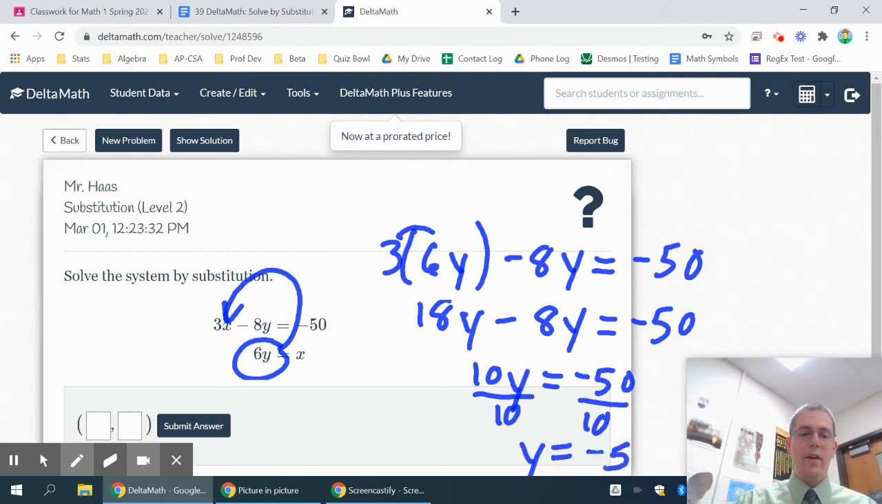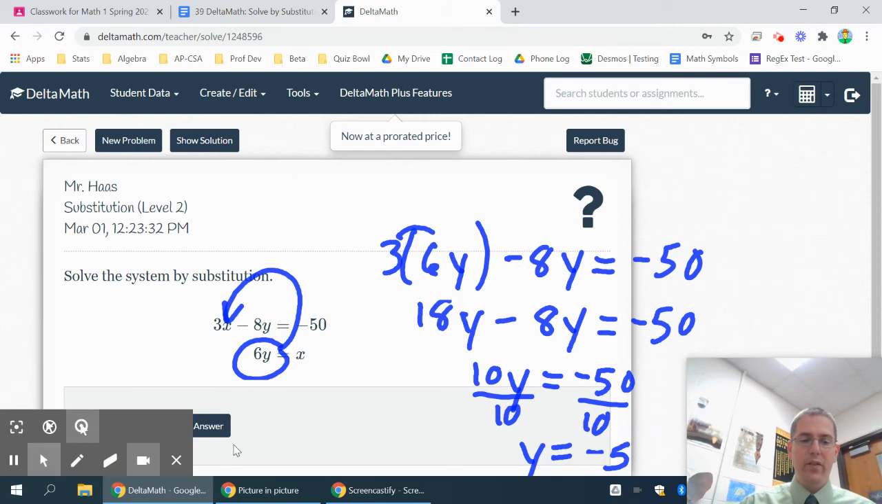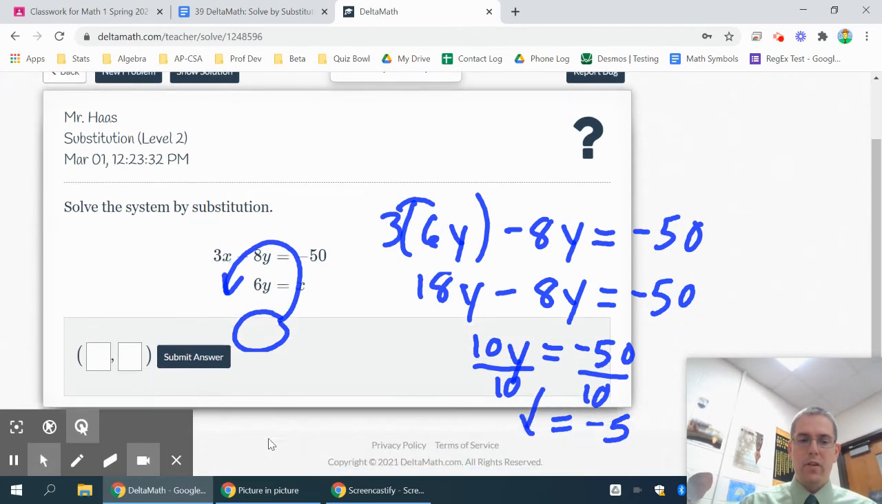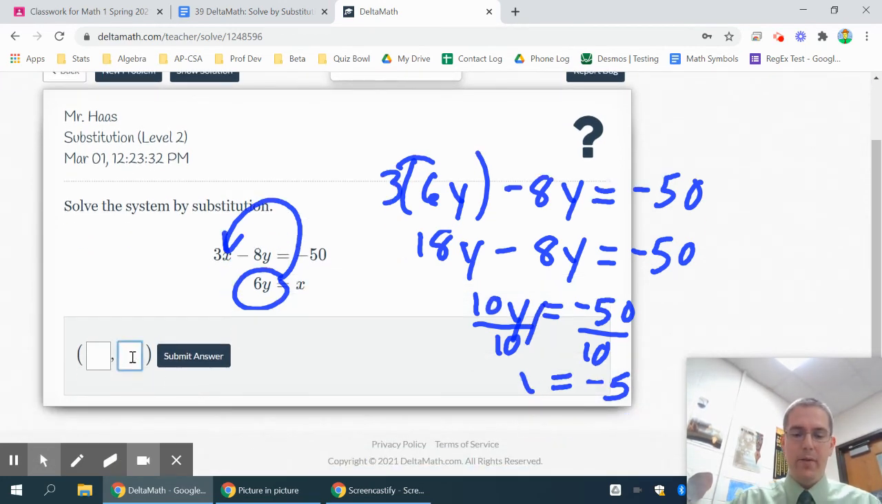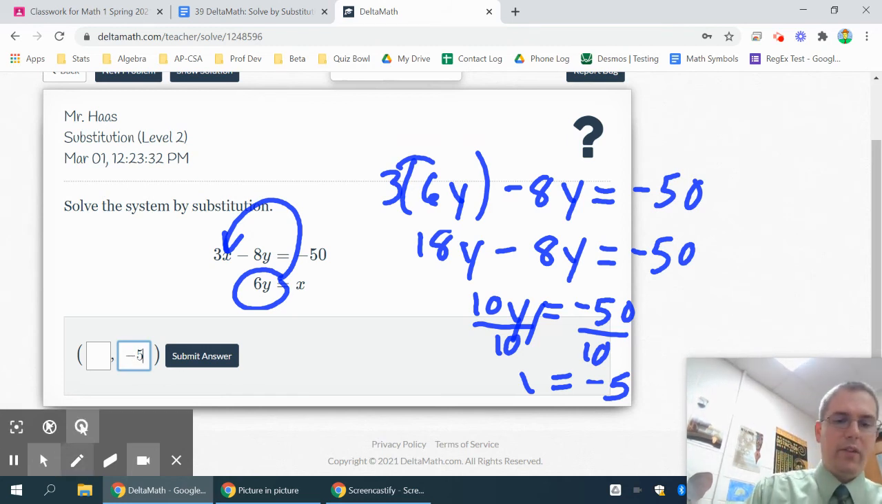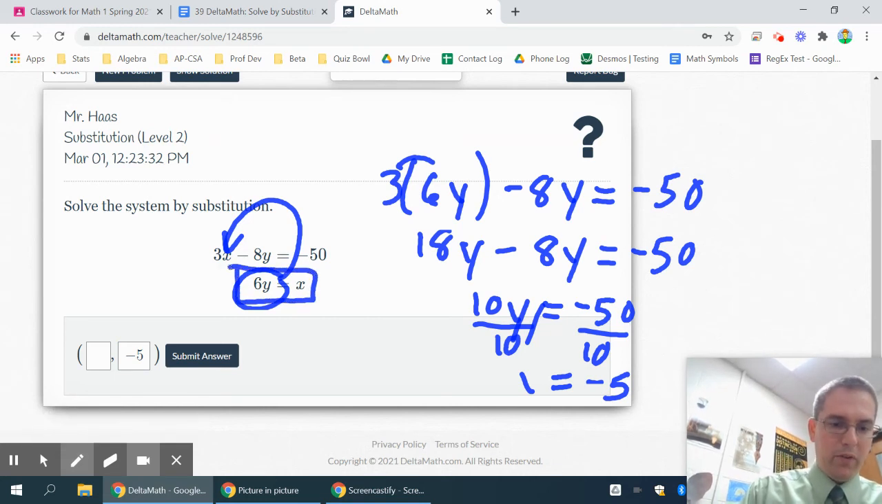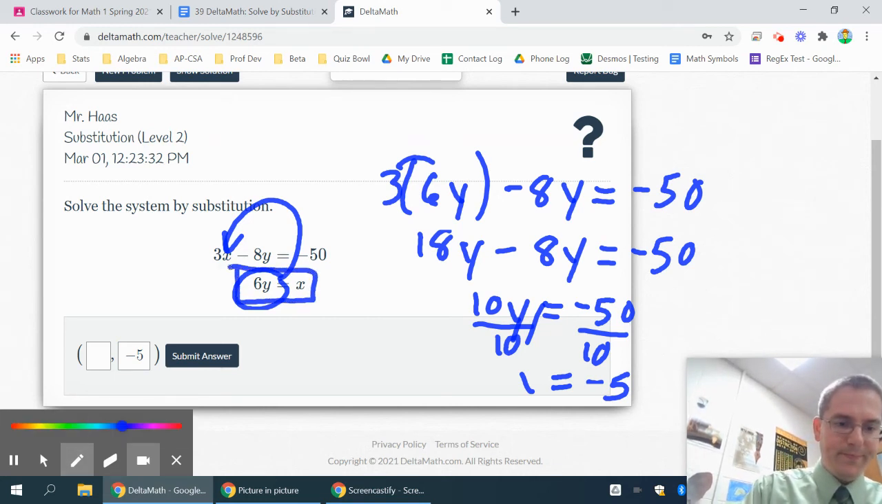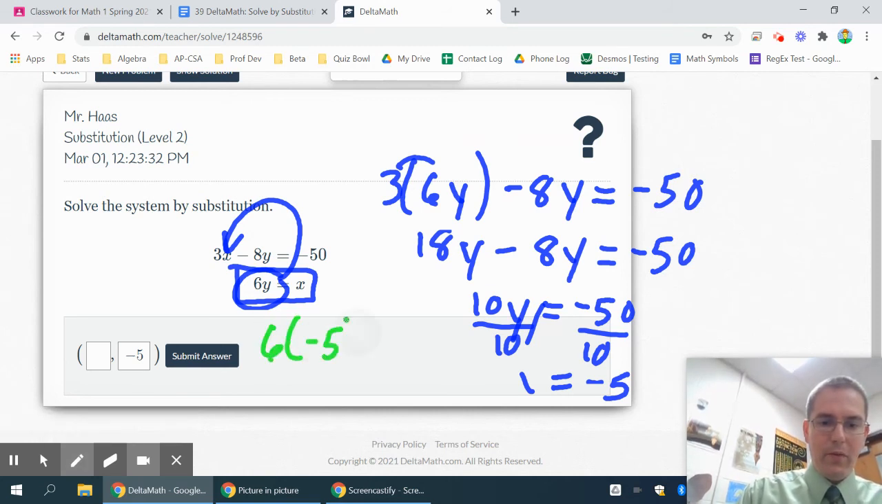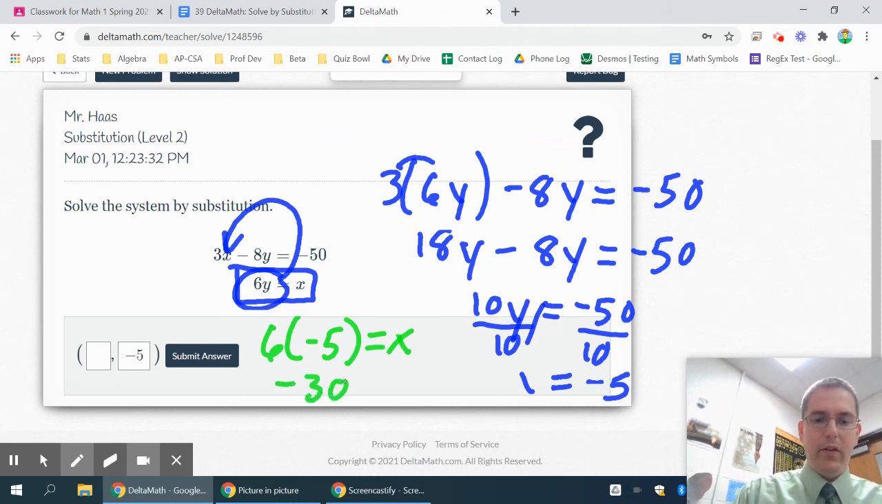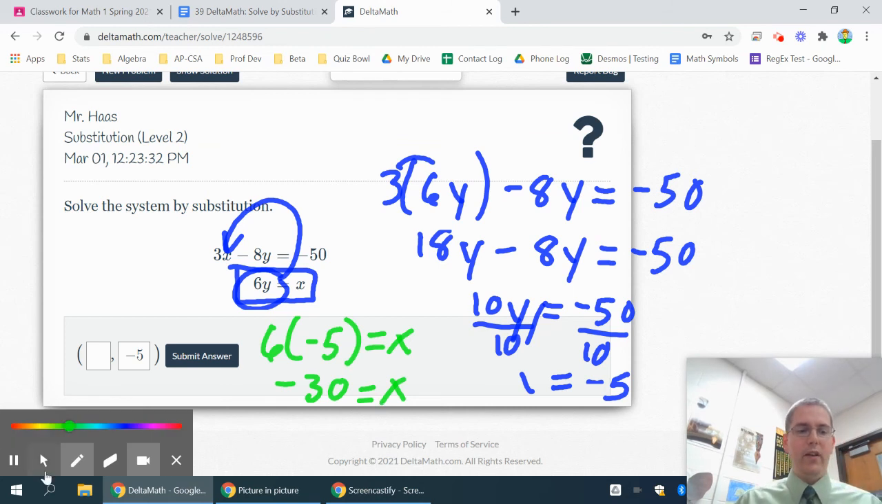Now, the y value is always the second number in this ordered pair. So I'm going to go ahead and put the negative 5 there. And now I'm going to go back to my original equation to figure out what x is. My original equation was that 6y was equal to x. So I can do 6 times negative 5 should be equal to x. And now just getting rid of the parenthesis, negative 30 equals x. So that should be my x value of negative 30.